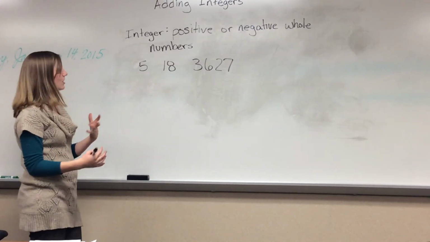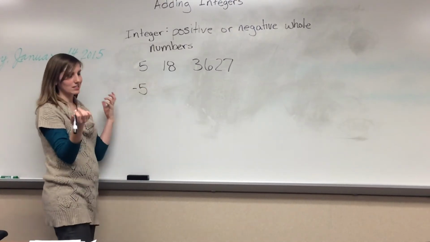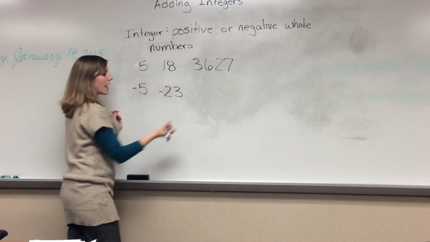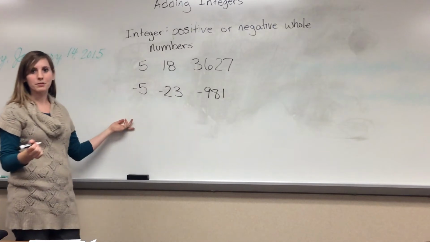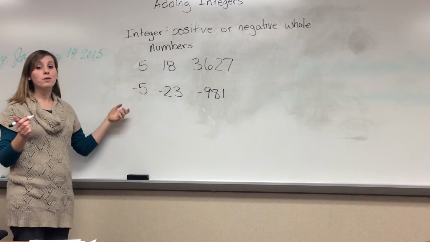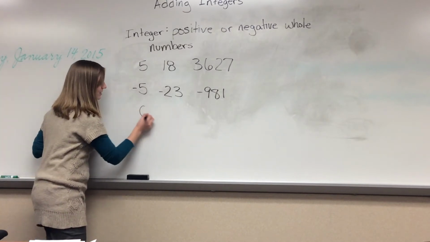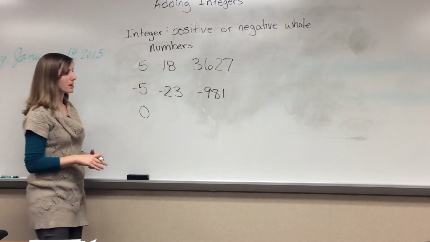Negative numbers are just the opposites. So negative 5 is a negative number. Negative 23 and negative 981. These are all negative numbers. We'll be working with those as well. One number that is neither positive or negative, but we are going to work with it and it's still an integer, is 0. All right, so that's the weird one. It's not positive or negative.